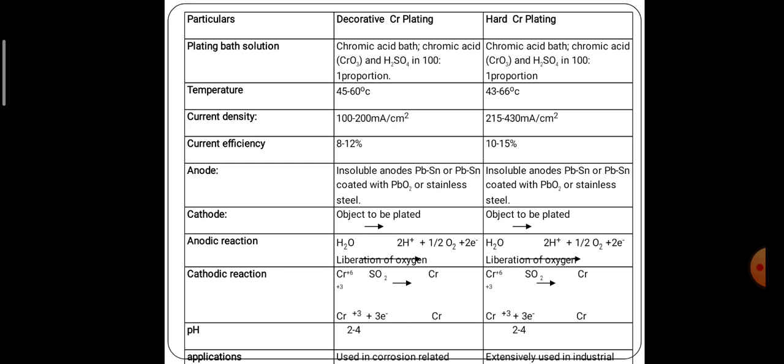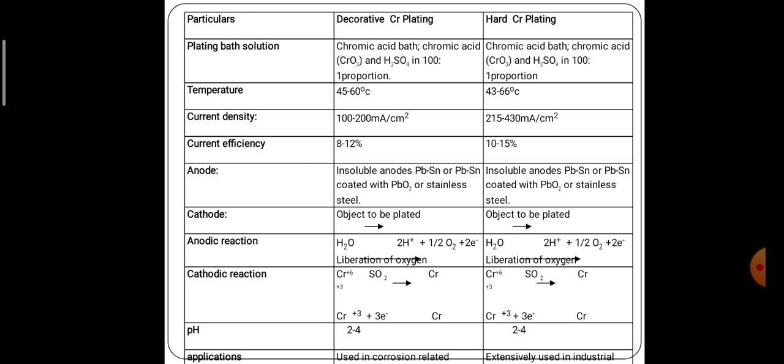For decorative chromium, we are applying some conditions. The first is the plating bath solution, which is nothing but the electrolyte. In both hard and decorative chromium, we are using chromic acid with sulfuric acid in the ratio of 100:1. The temperature is 45 to 60 degrees centigrade in decorative chromium, but in hard chromium it is 43 to 66 degrees centigrade.